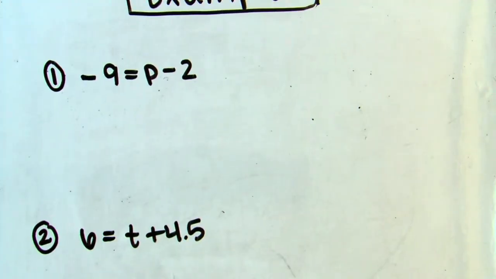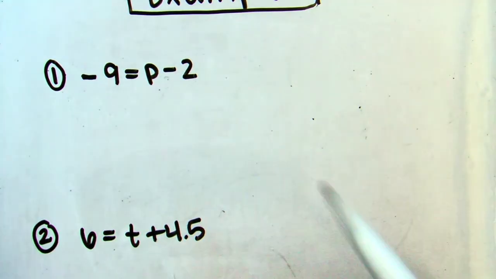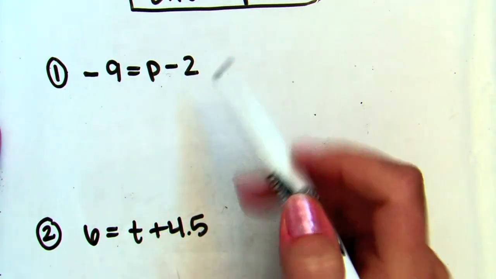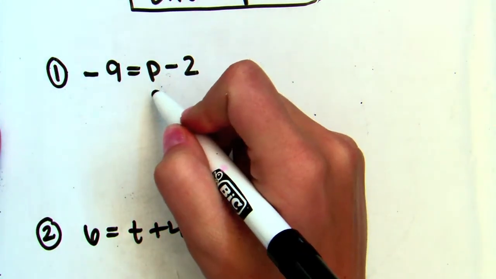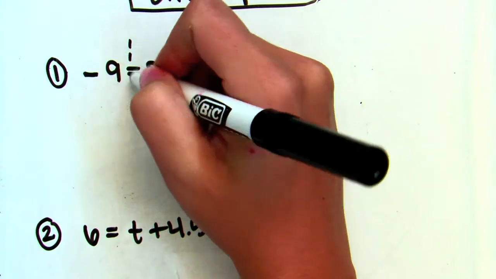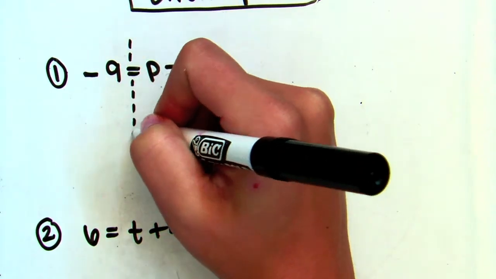Alright, so now let's do some examples, combining all four of the ways. So look at number 1. Right now, we have a p as our variable. And if we're solving, that means we want to get p by itself. So right now, the only thing that's stopping us from having p alone is this minus 2.